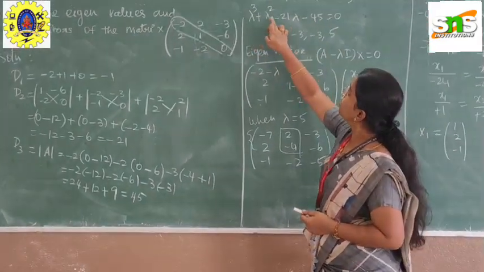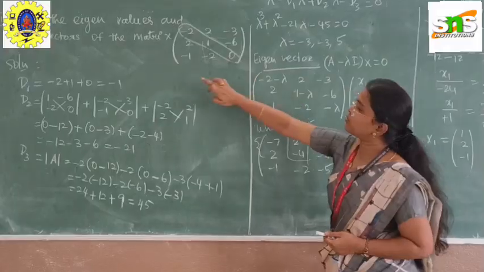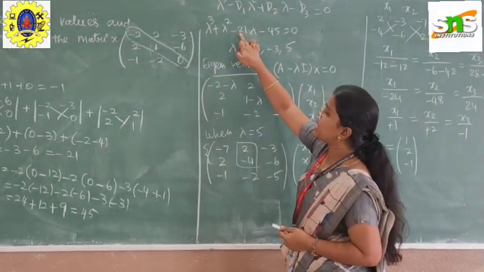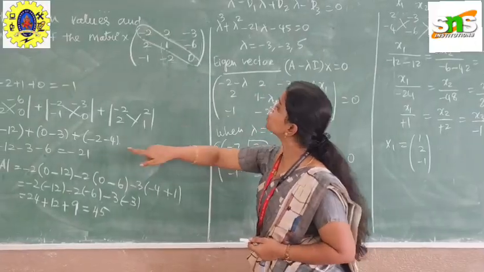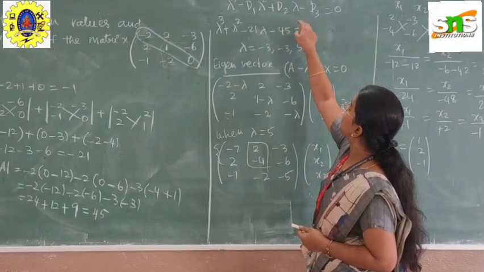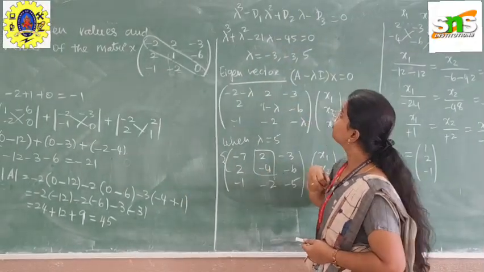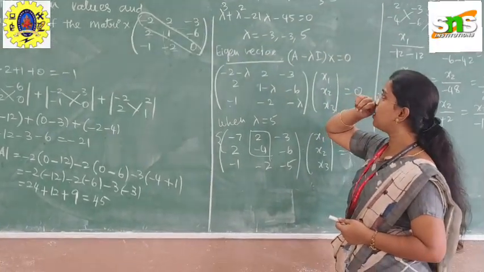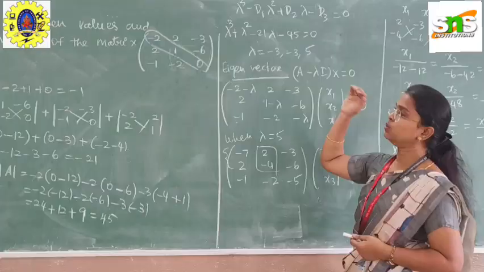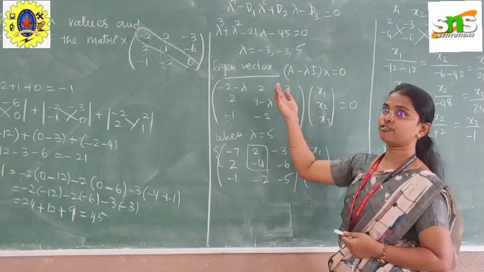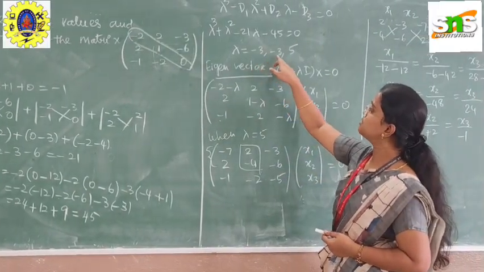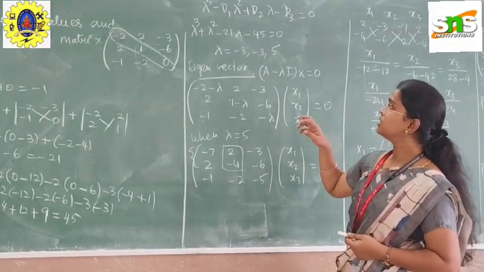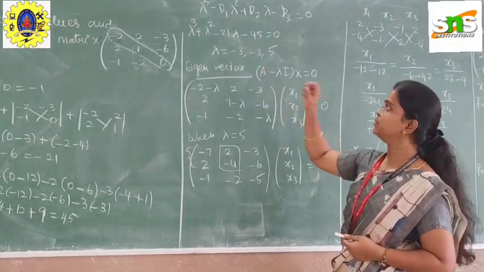So lambda cube minus d1. The d1 value is minus 1, so minus into minus will be plus lambda square, minus the d2 value. The d2 value will be minus 21, so minus 21 lambda, minus the d3 value, which is 45, is equal to 0. So we can find the lambda values by the synthetic division method. From that we are getting minus 3, minus 3, 5 as lambda values. So here there are two repeated eigenvalues.